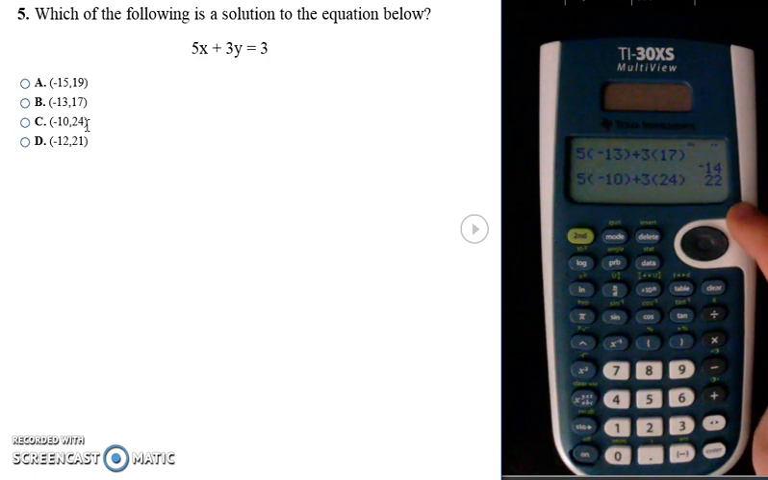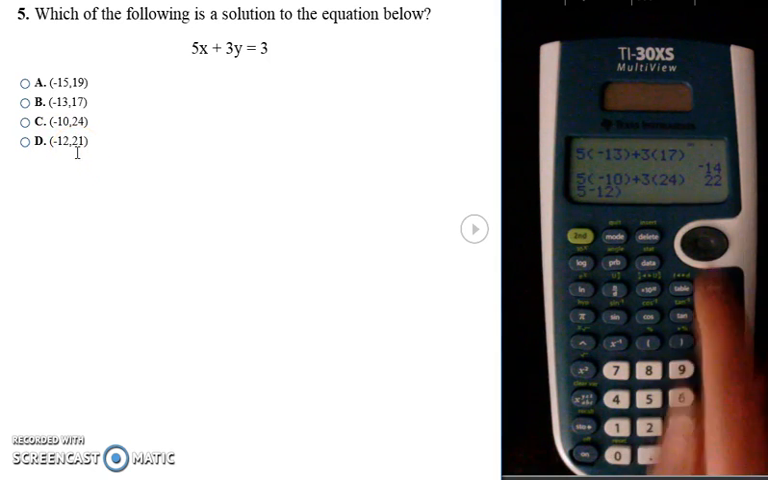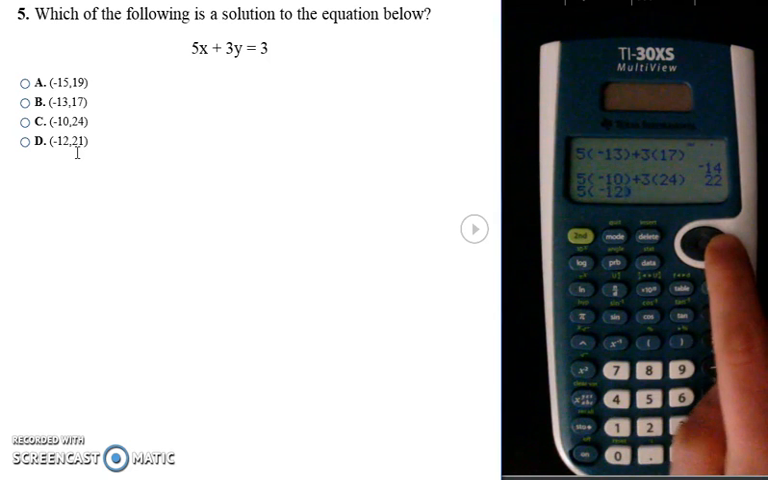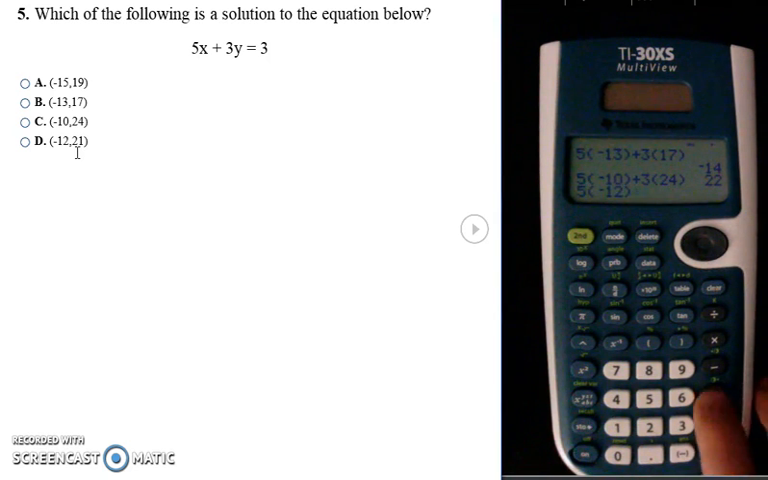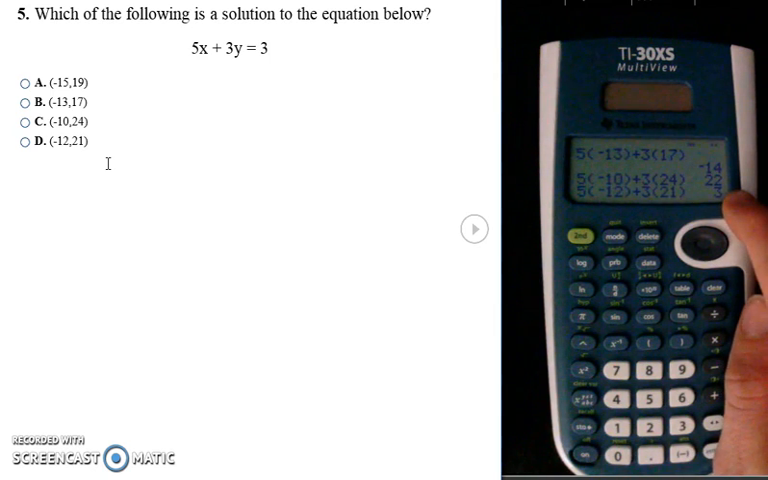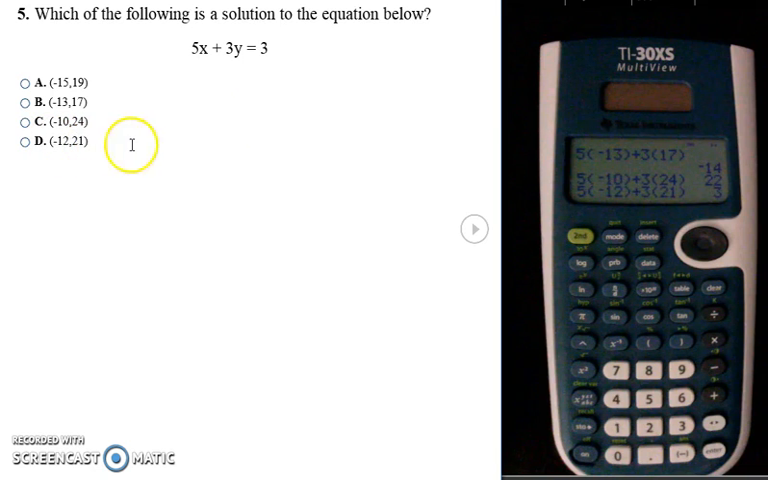So hopefully when I check D, it gives me 3. So I'm going to do 5. And then my x number here is negative 12. And so I'm going to put that negative 12 in parentheses. And then put plus 3. And then in parentheses put my y number, which is 21 in choice D. Then press enter. And that one does give me 3. So D is going to be my final answer since that one made it equal to 3.